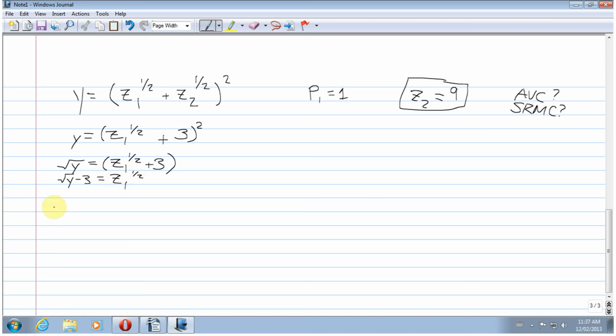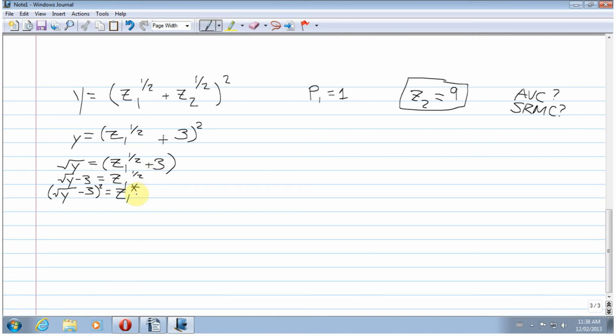Now I'm going to square both sides. And it's really important to know that root y minus 3, squared, is not just y plus 9. It's root y minus 3 times root y minus 3. So we're going to square the whole thing. And that's going to be z1 star. That's our conditional input demand for the short run.